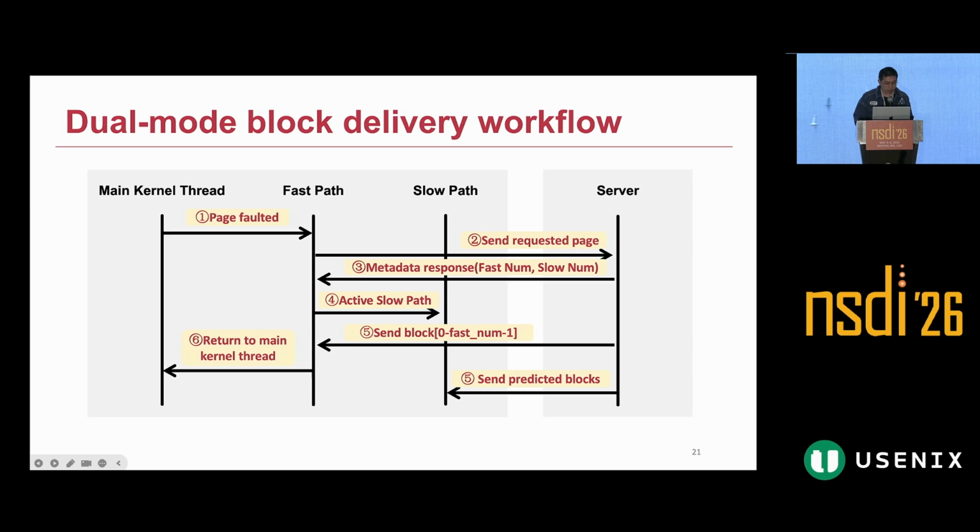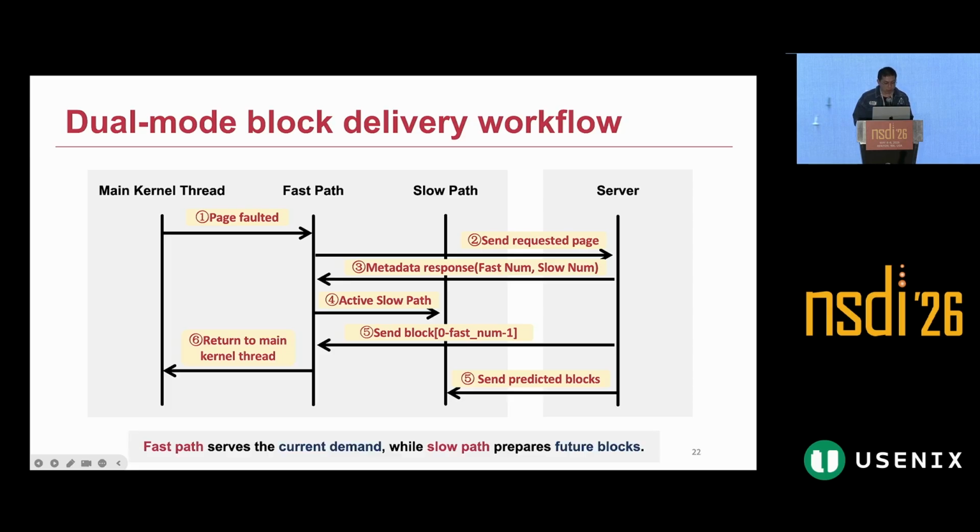Fourth, based on this metadata, the client activates the slow pass for background fetching. Fifth, the server returns the required block through the fast pass for immediate execution. In parallel, predicted blocks are streamed through the slow pass in the background. Finally, once the required block arrives, execution resumes on the main kernel thread.